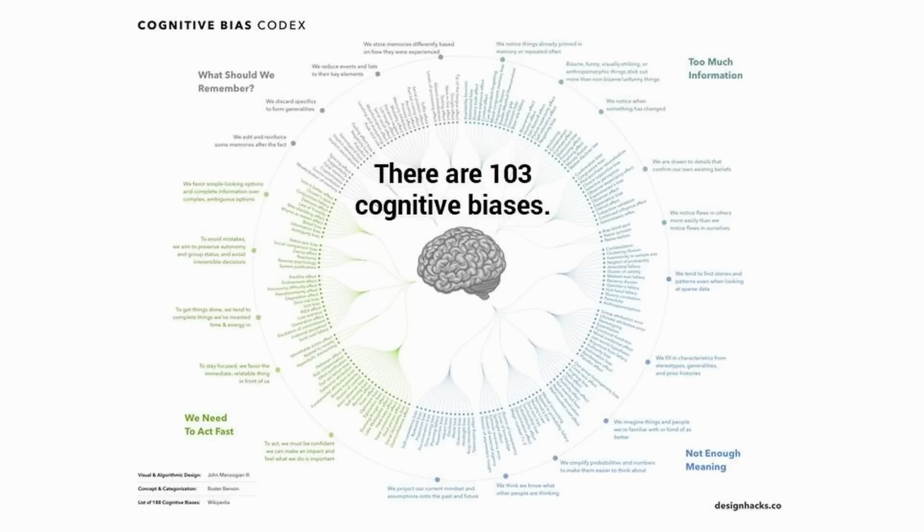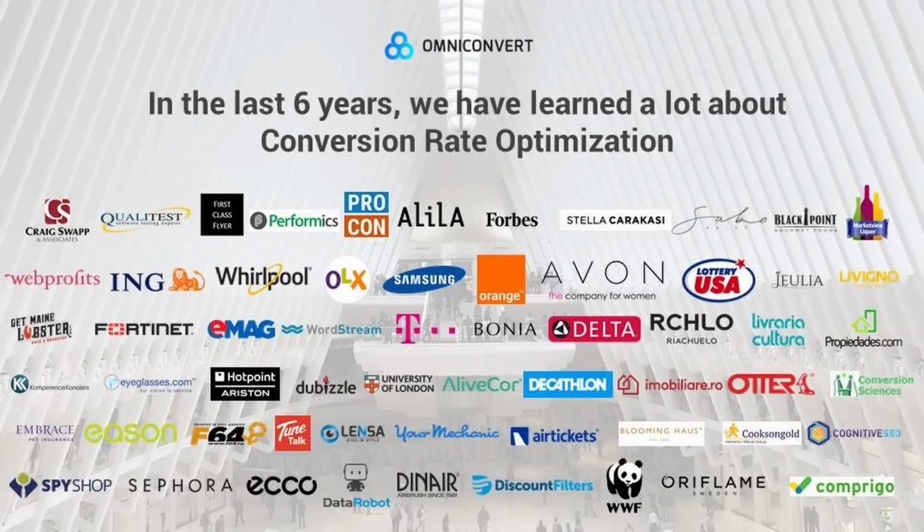So people are biased. There are 103 cognitive biases. And in the last 6 years, we at Omniconvert have learned a lot about conversion rate optimization. So we have been working with a lot of customers of different sizes.